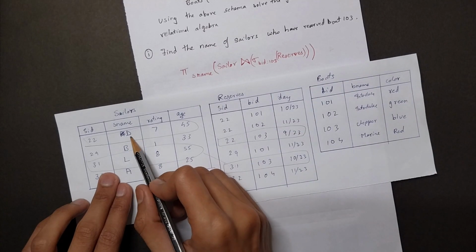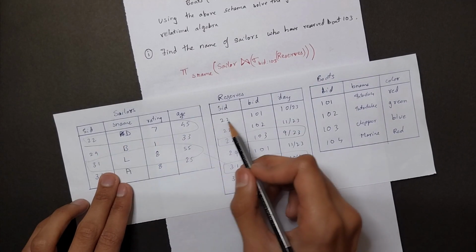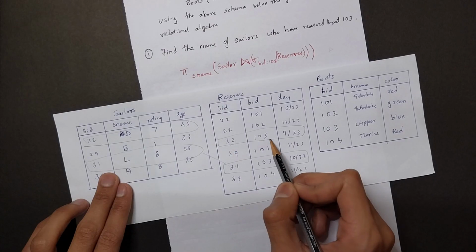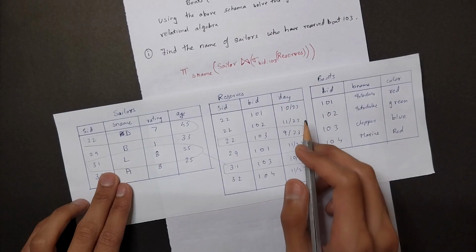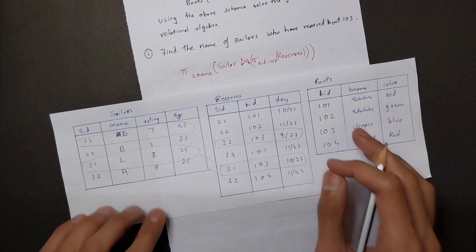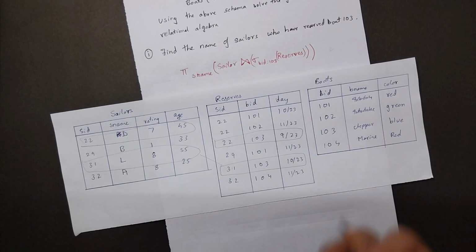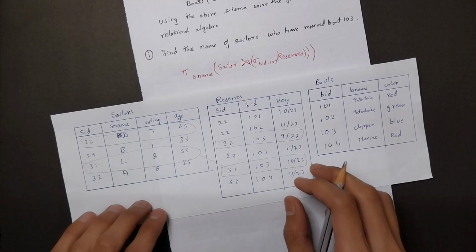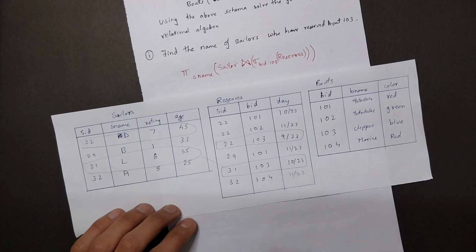You can verify that D has SID 22, and 22 has 103 as the boat number, which is the required one. This is how you need to understand it. I hope you understand. Now let's move towards the next, a little bit more tricky question, then you will get clarity.